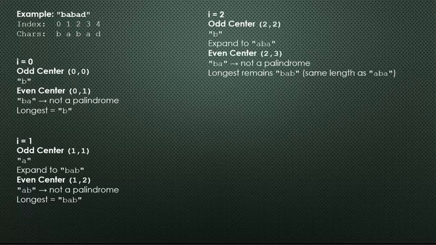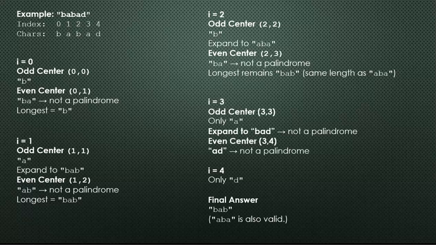I is equal to 2. Odd center 2, 2. Right? Expand. From B expand, A, BA, which is again a palindrome. Even center 2, 3, BA. BA is not a palindrome. Longest remains BAB since ABA is also the same length as BAB. Both are correct answers.